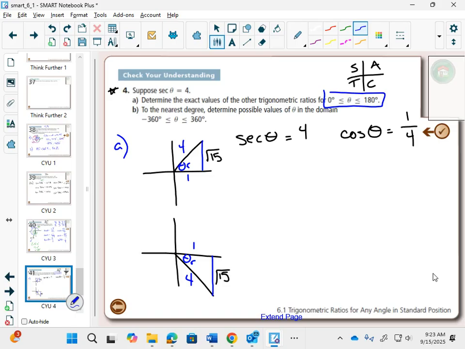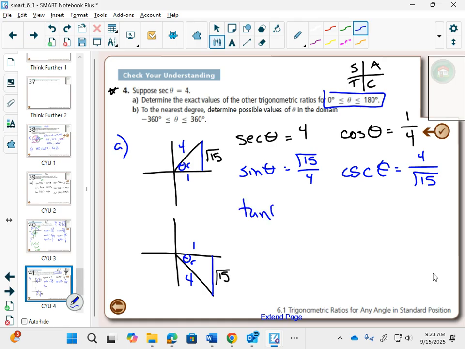Now that I've got my triangle labeled, this is the same as question number 3. You can easily write down the other ones. I can write down sine of theta, which is opposite over hypotenuse, and cosecant of theta, the reciprocal, just the flip. And I can write tan of theta, opposite over adjacent, and cotangent of theta, just the flip, the reciprocal, 1 over the square root of 15.